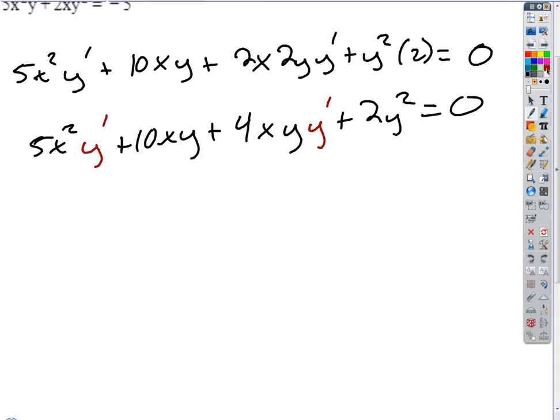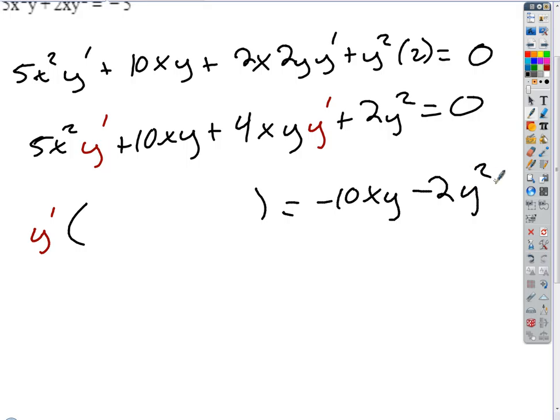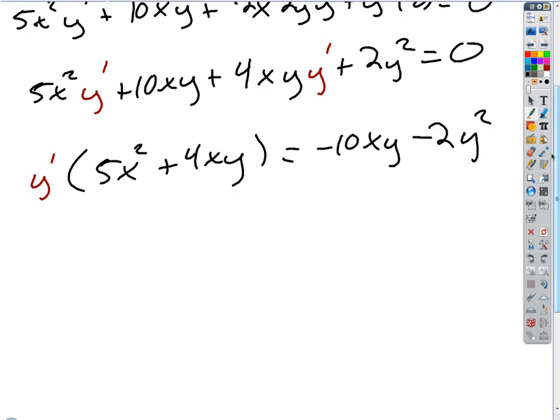So that gives us y prime times something equals, we're going to pull the 10xy term and the 2y squared term over here by subtracting them. And then that leaves us with just those two, so we'll factor out the y prime. We get y prime times 5x squared plus 4xy. Just divide both sides by this leftover factor, and we got it, that's y prime.